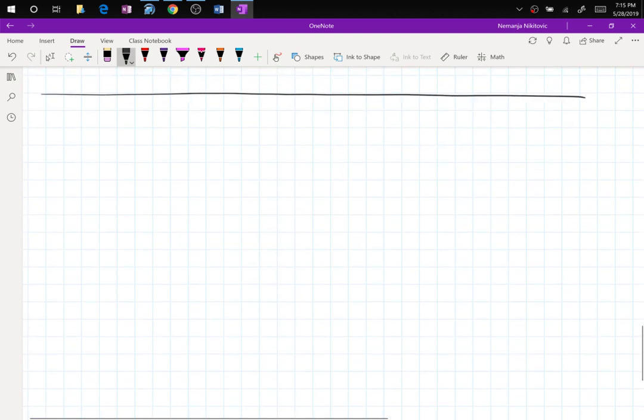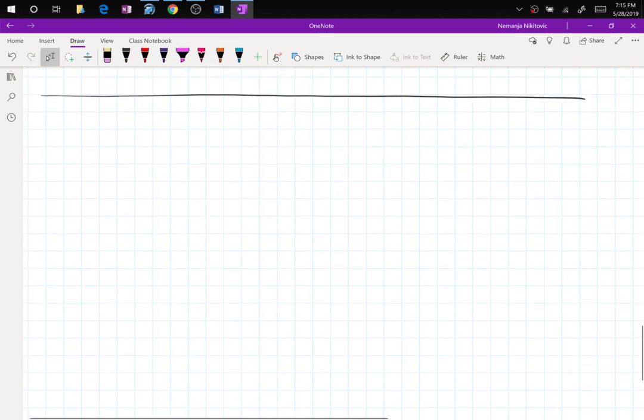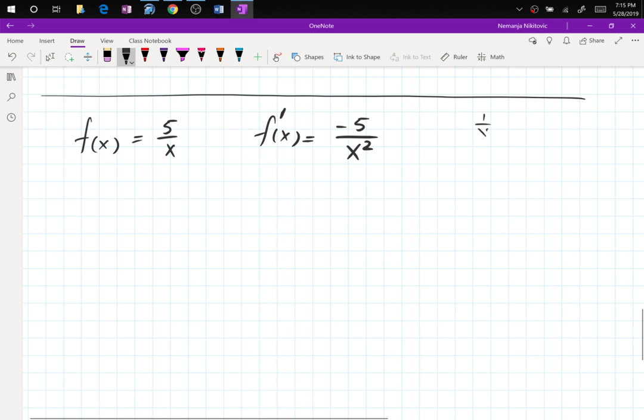One more quick thing, and we are done. Earlier we had, if f of x is 5 over x, f prime of x is -5 over x squared. We know that 1 over x squared is the graph that looks like this. You should have learned this by now because we used it many times. Yes.